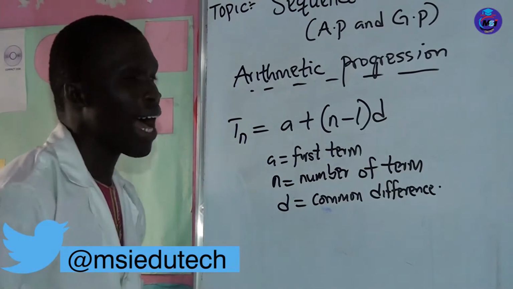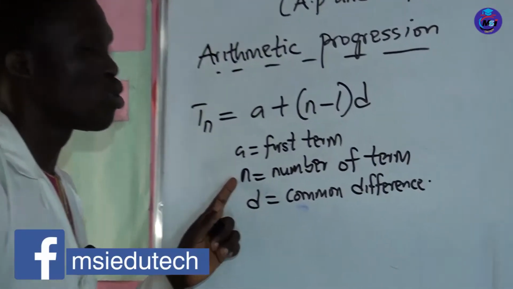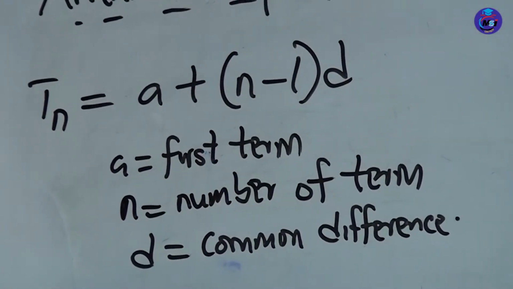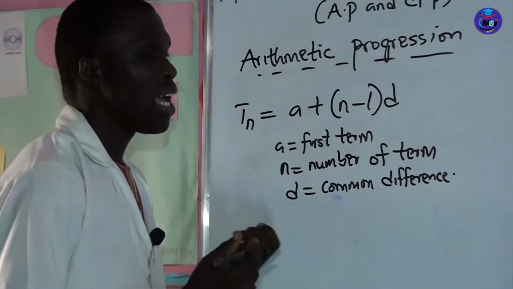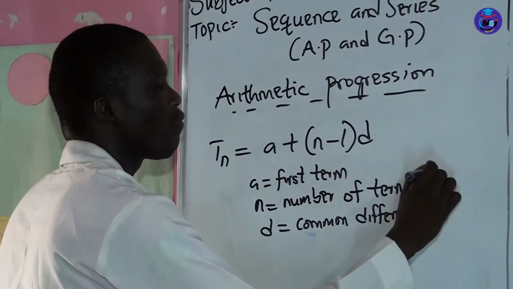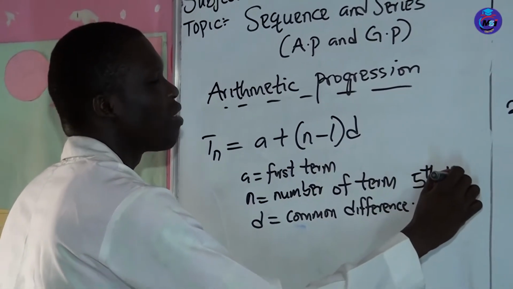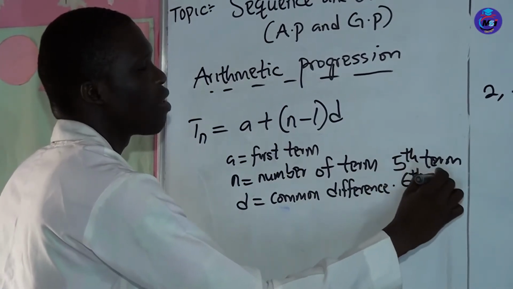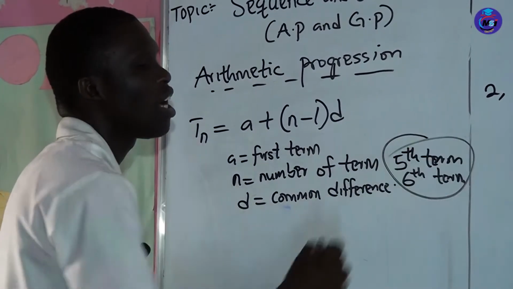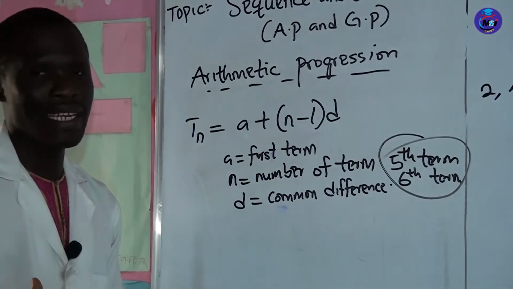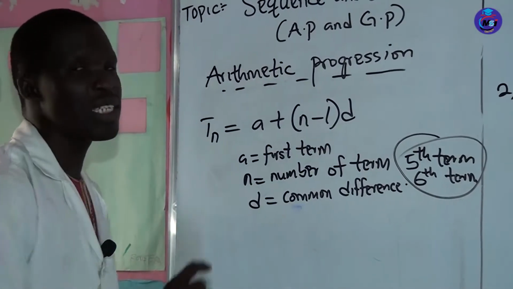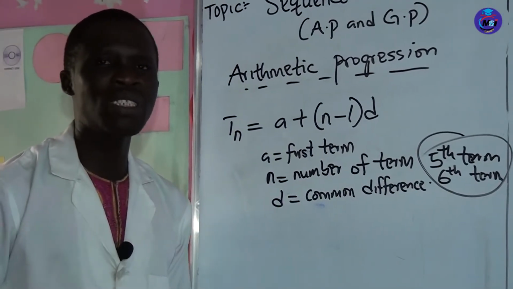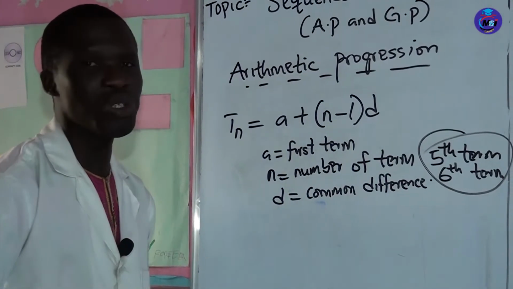Okay? Now, I need to explain this n for you. How can you identify n in an equation or question given to you? Like fifth term, like sixth term. These are referring to n. Now, let me go back to d. Common difference. How can you find the common difference in a question given to you?